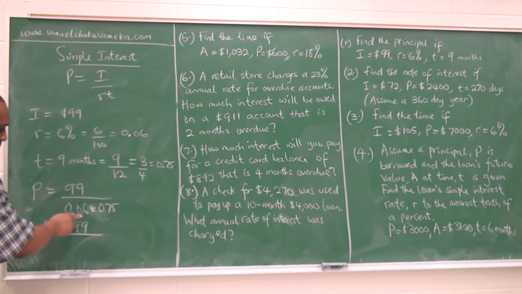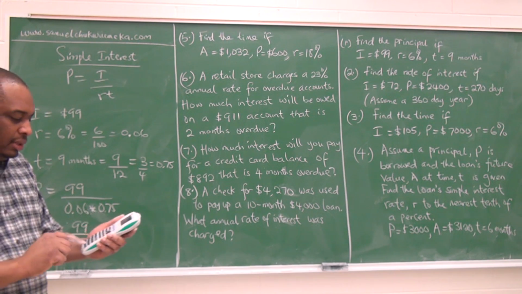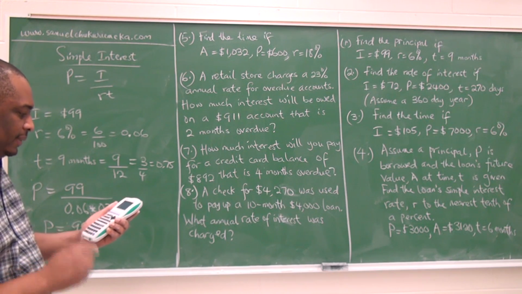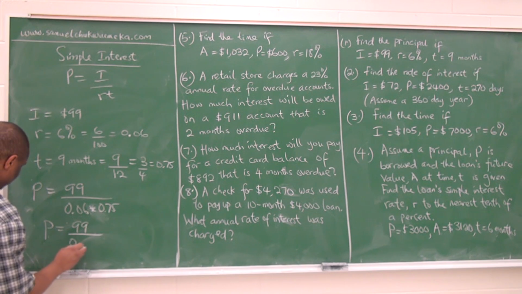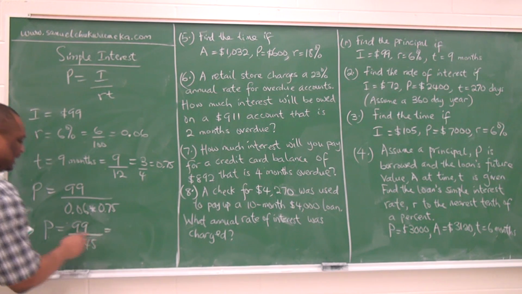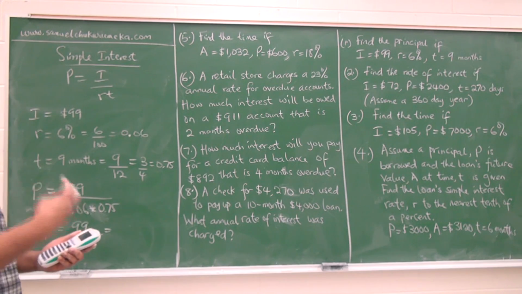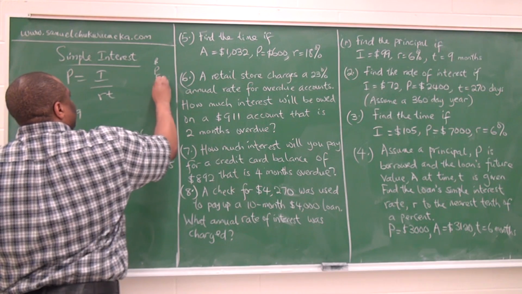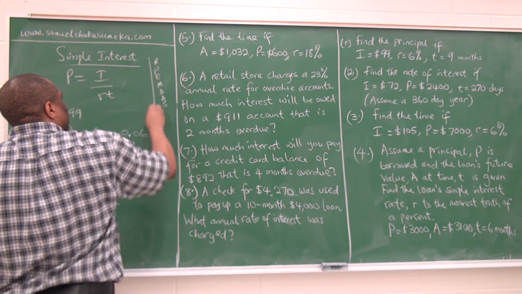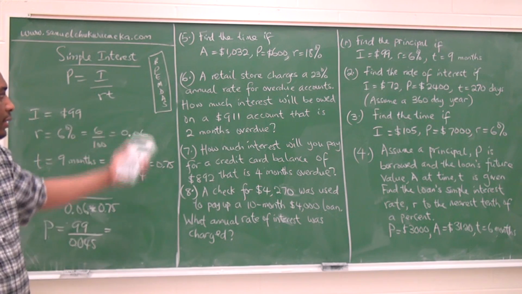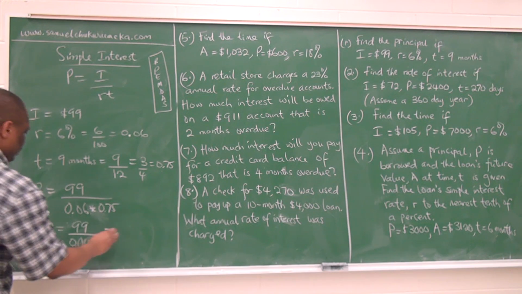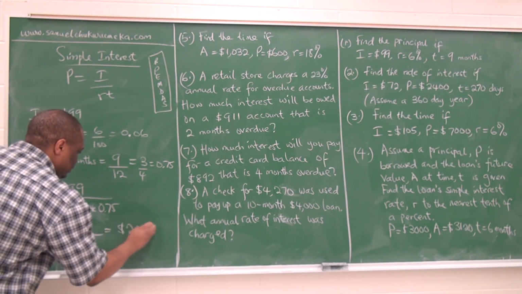The numerator is 99. The next thing you do is 0.06 times 0.75, and that gives you 0.045. Then you now divide. You do it by PEMDAS, order of operations. Please view the video on that. So this is 99 divided by 0.045, and that will give you $2,200.